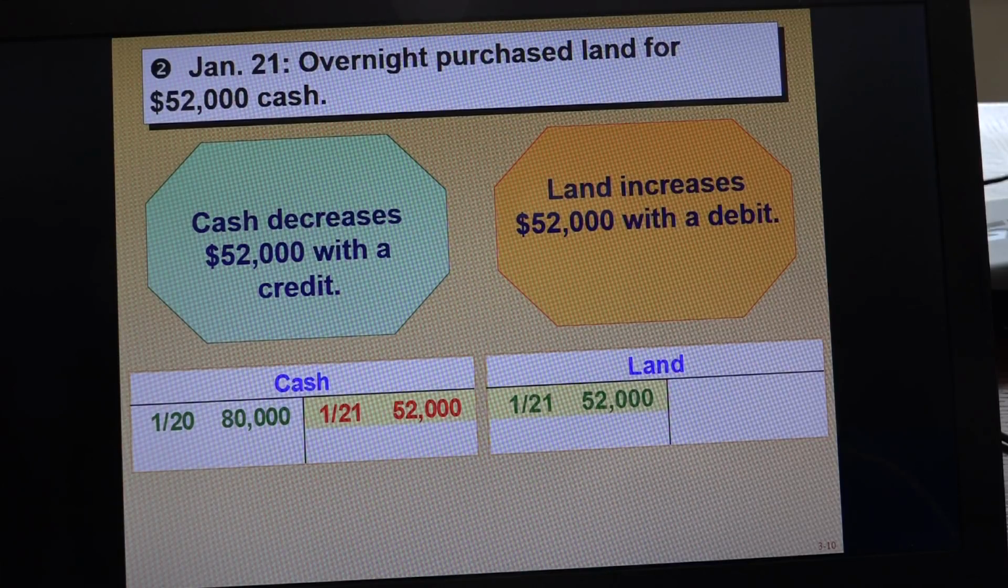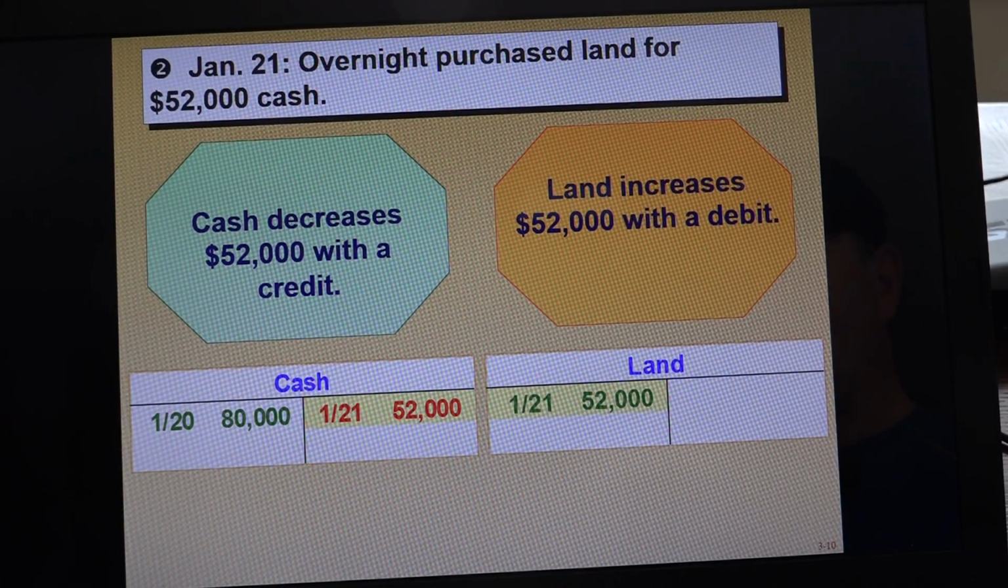On January 21, Overnight purchased land for $52,000, so we reduce the cash account by $52,000. We create another ledger account called land and debit it, increasing the balance in land to $52,000.